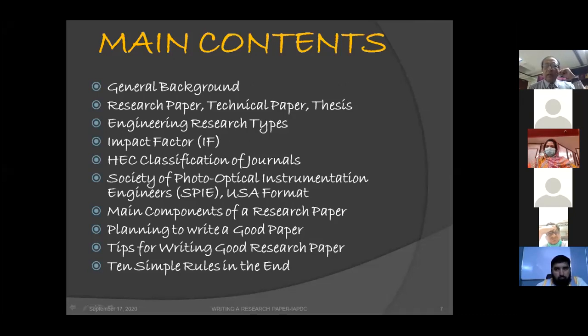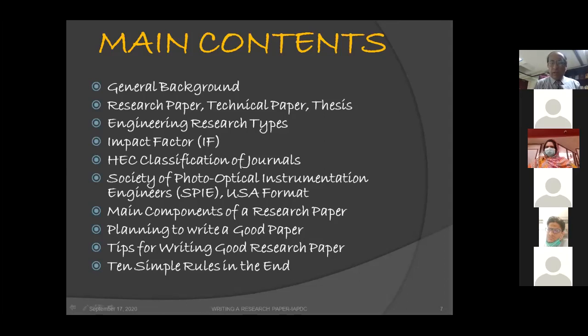Then I'll tell you that in our country, the research activity is controlled and steered by Higher Education Commission, HEC. So they have some classification of journals. I'll briefly give an account of HEC classification of research journals in which you can publish or get your papers printed. Then I'll introduce you to an excellent format or procedure or guideline for writing research papers. It is prepared by Society of Photo Optical Instrumentation Engineers, SPIE. This is applicable to all disciplines of engineering and sciences. Their guidelines are general. They are not only for electronics or optical engineers.